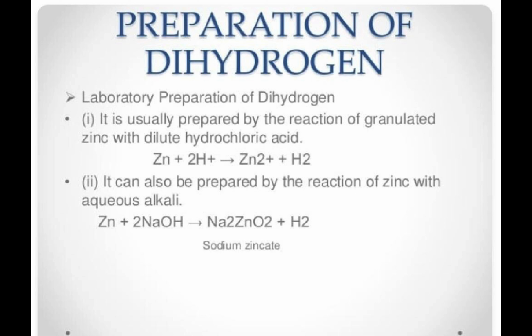Firstly, it is mainly prepared by the reaction of zinc granules and dilute hydrochloric acid. Zn plus HCl gives zinc chloride and hydrogen. It is also prepared by the reaction of zinc with any aqueous alkali. Mainly we use NaOH, and zinc with NaOH gives Na2ZnO2 plus hydrogen, that is sodium zincate and hydrogen.